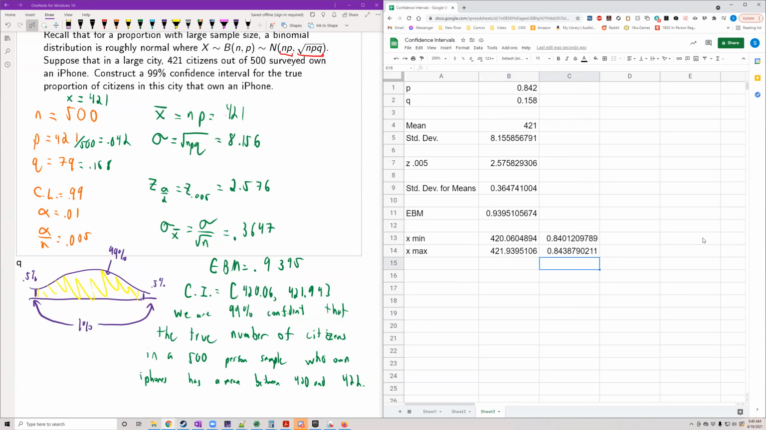But the process is exactly the same in all 3 cases. Find the z or the t-score using the inv function. Find the standard deviation by dividing by the square root of the sample size. Multiply these 2 things together to find the error bound for the mean. And then add and subtract this error bound from the mean to get our confidence interval.